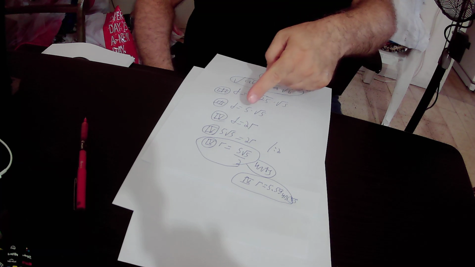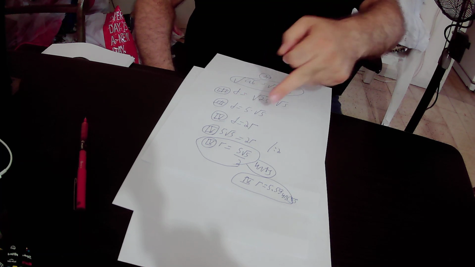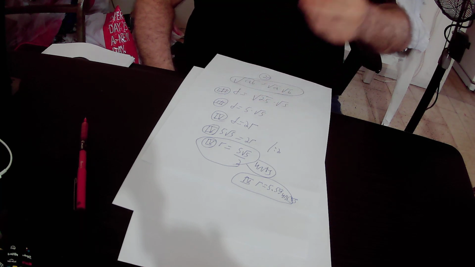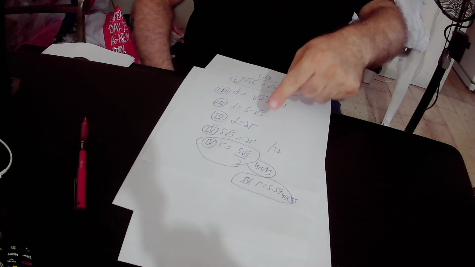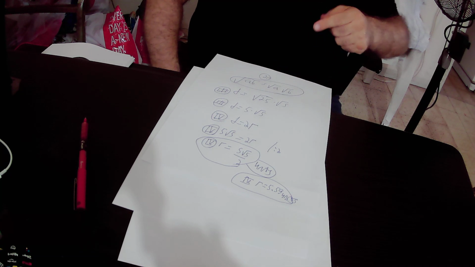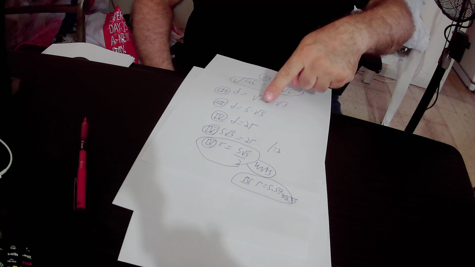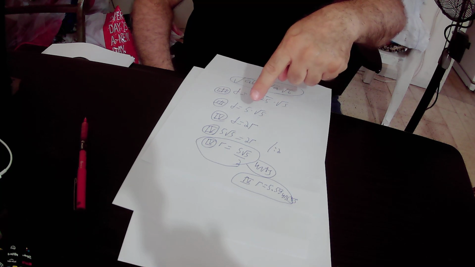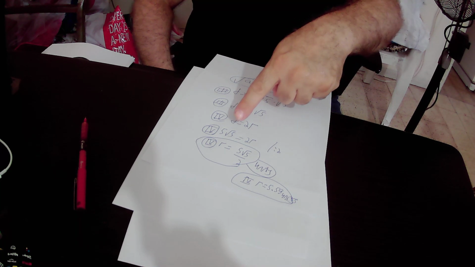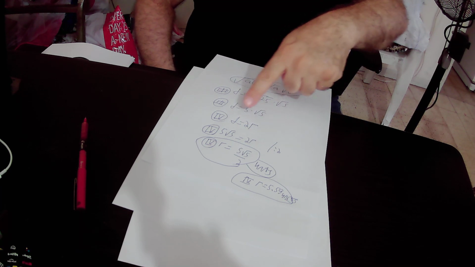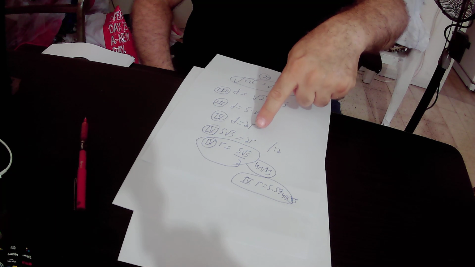But we know that D is the diameter, and the diameter of any circle equals 2 times the radius. So this is equation number 4 that states that the diameter of any circle equals 2 times the radius. We already know that D equals 5 times root 5, so we substituted D by 5 times root 5. We got that 5 times root 5 equals 2 times the radius.